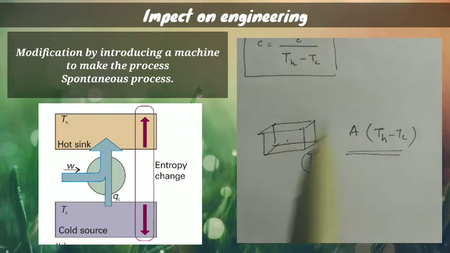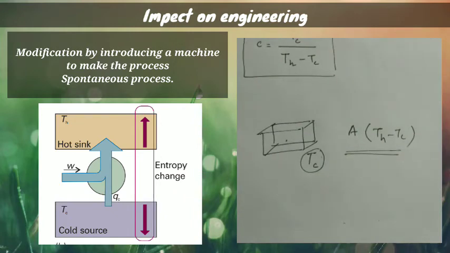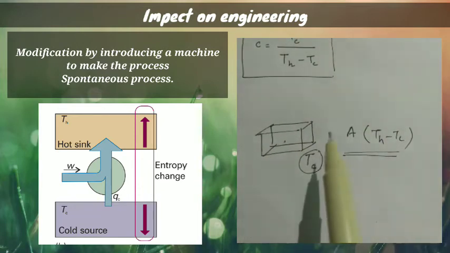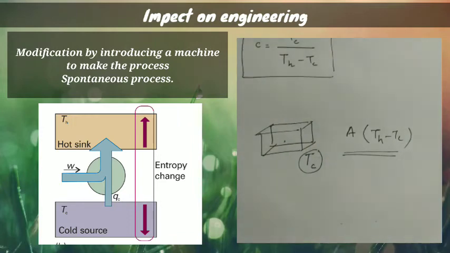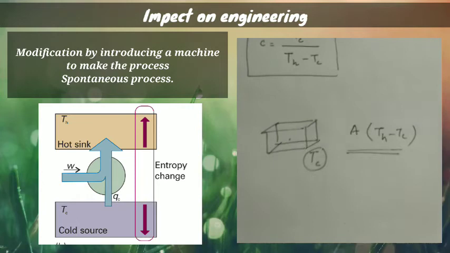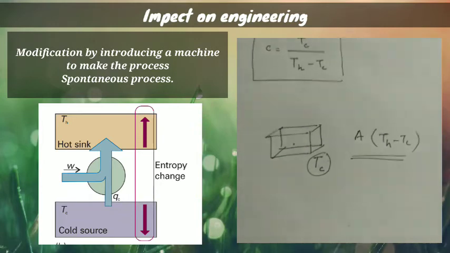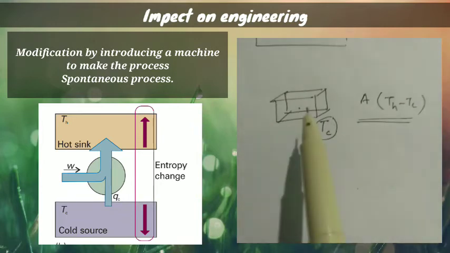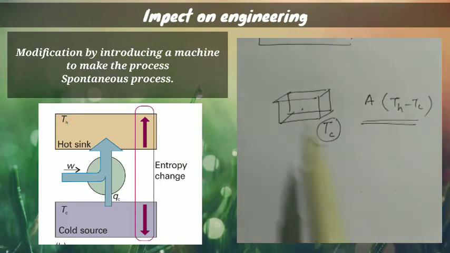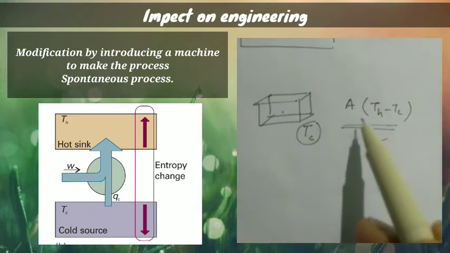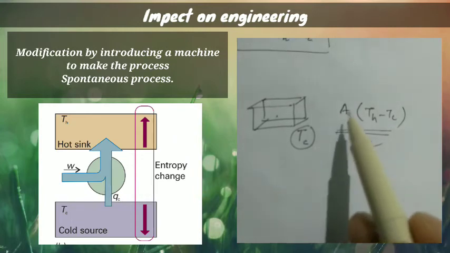Since we cannot make the wall impermeable to heat, it is not possible. A little amount of heat will always be lost from the inside of the refrigerator. It is not possible to make totally impermeable walls. Or even when we open the door, some temperature change will happen. That means the temperature inside the refrigerator will change if we open the door also. So let's suppose the leakage is defined by a constant a times Th minus Tc.